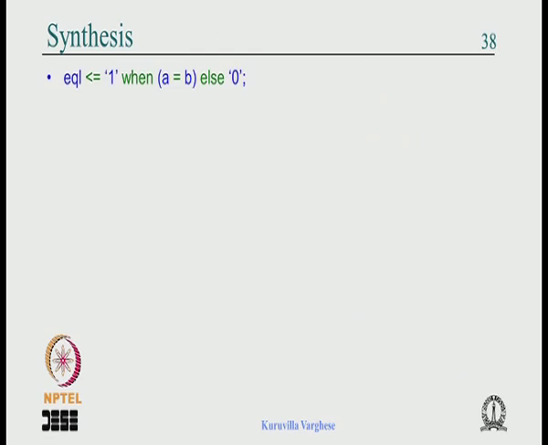So that was about simulation. Now let us come, very briefly, since we will take it up later when we discuss concurrent statements, to this statement. This is what we have written for the equality comparator, which says that equal gets 1 when A is equal to B, else 0. Now think how this can be synthesized.